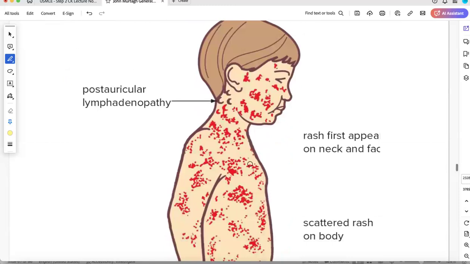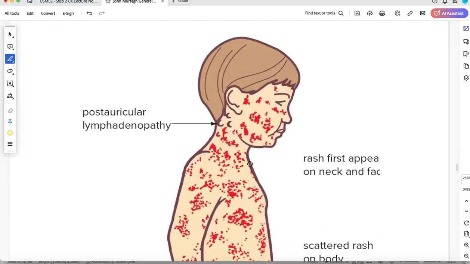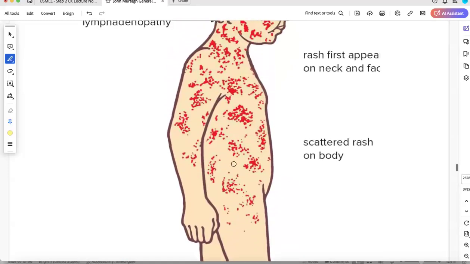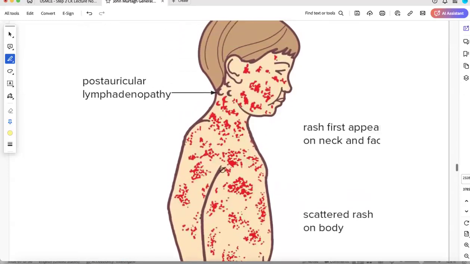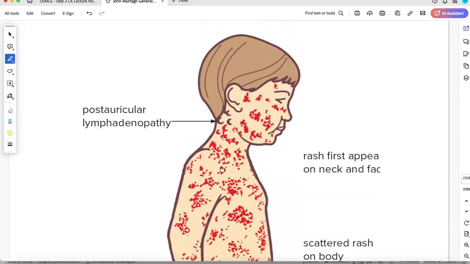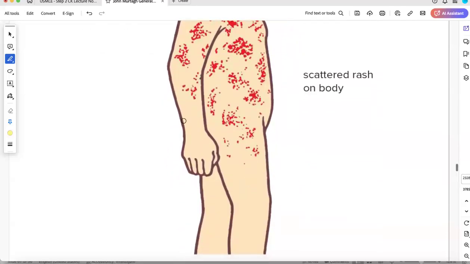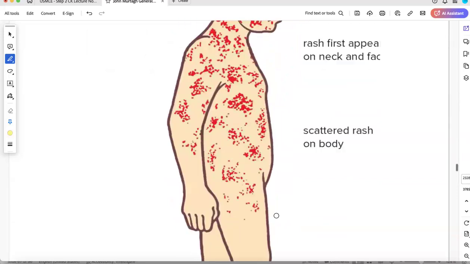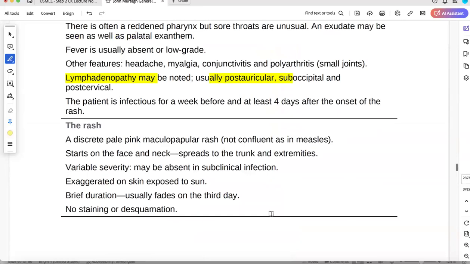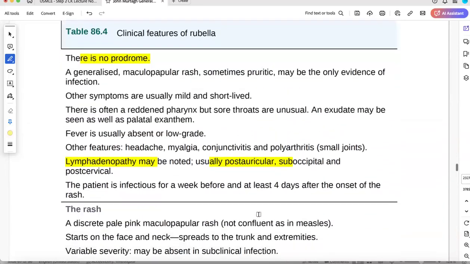So if you look over here, the rash is like this. It mainly involves the central area. So the main clue to think of rubella in exam is post-auricular lymphadenopathy in a child who doesn't have any prodromal symptom, but has a rash which starts on the face and neck and then goes to the body and doesn't involve the lower legs, arms, and soles that much. Okay, so post-auricular lymphadenopathy is a very important clue to think of rubella in exam.